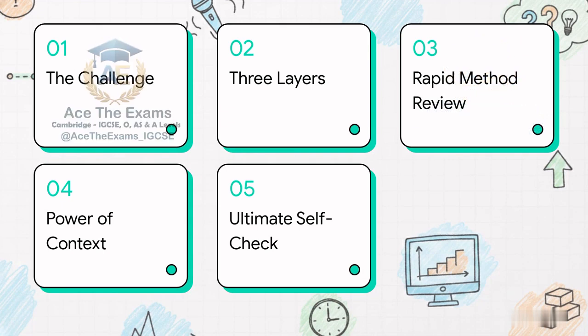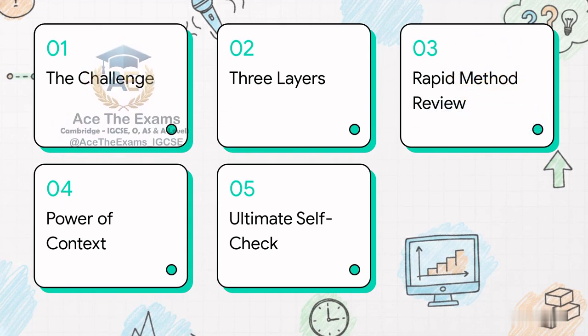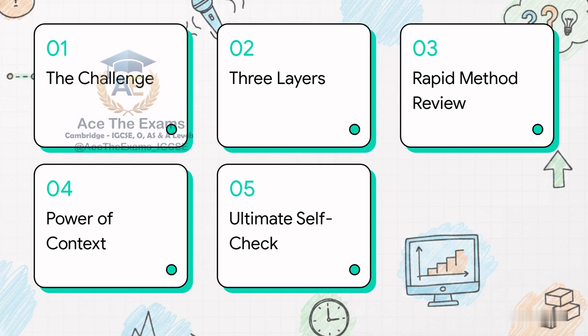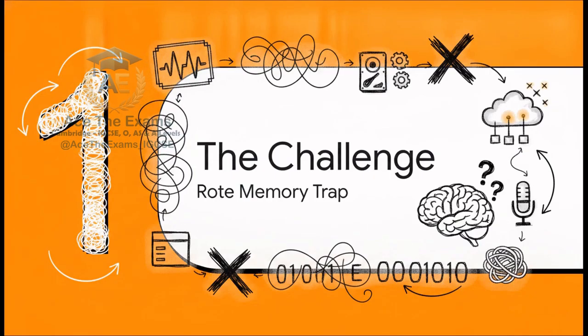First, we'll outline the challenge, then we'll move into the 3 layers of explanation, hit the rapid method review, uncover the power of context, and finish up with an ultimate self-check. Section 1. The challenge. Let's look closely at the rote memory trap.